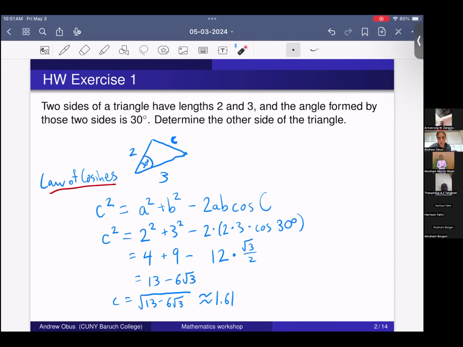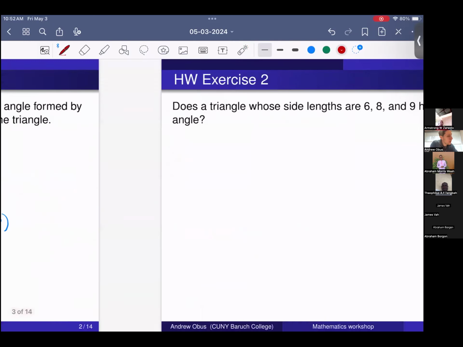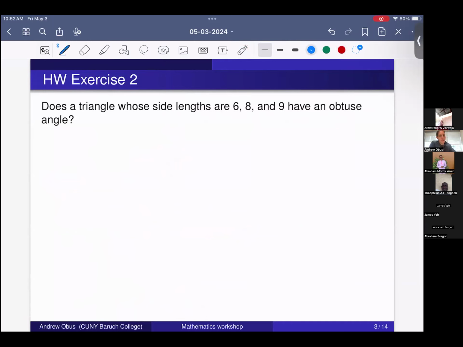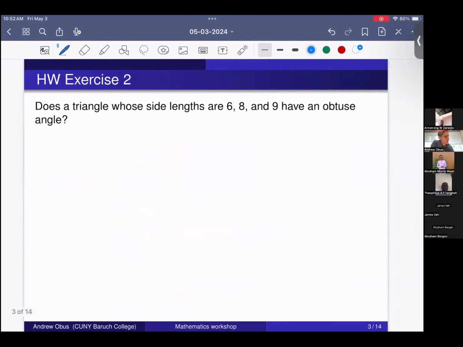Okay, so this is a straightforward law of cosines question. Any questions about it? No, it's clear. Okay. So let me just box the answer. Okay. So this one is also a law of cosines question, but a little bit less straightforward.